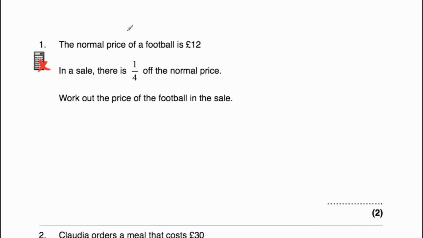So let's get started. Question number one says, the normal price of a football is £12. In a sale, there's a quarter off the normal price. So we're going to take a quarter off the normal price. Work out the price of the football in the sale.